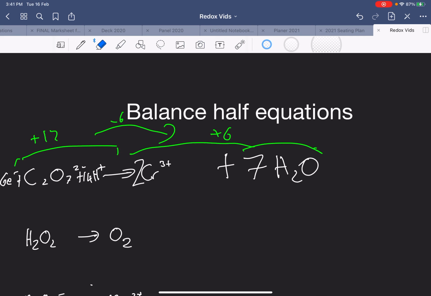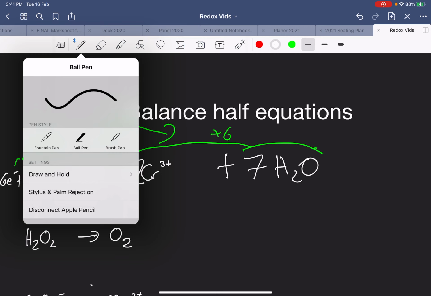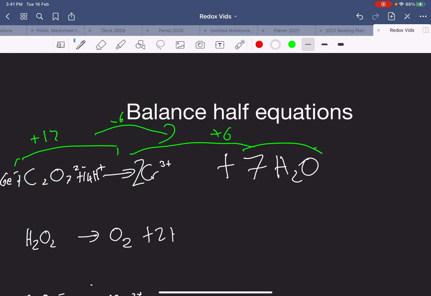All right, let's try that again. So with H2O2, we're going to balance everything, not hydrogen, oxygen. That's done for us. So let's move on to hydrogen. And that is going to be 2H plus.